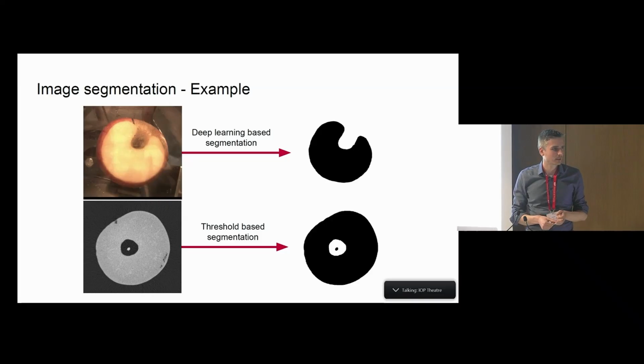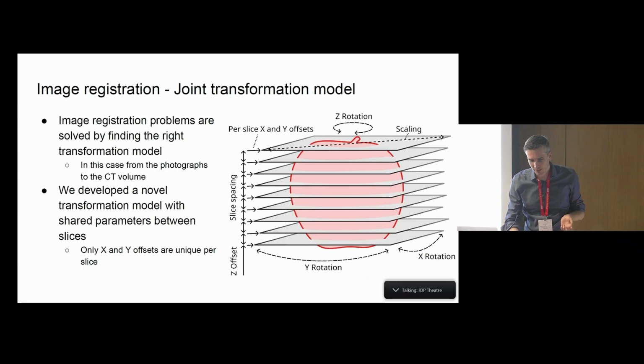Segmenting the CT scans was a bit easier, so we could use a threshold-based segmentation method with some post-processing. And now we have both images in a view that is a bit more similar. And we use that in the next step, the image registration.